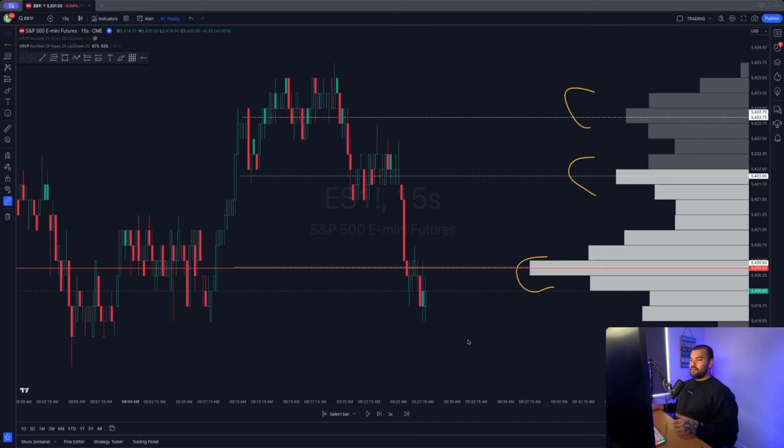So if you enjoyed the video, guys, next week I'll be making a video on cumulative delta, which is the next tool that I use to help inform my scalps, inform my trades. And I'll break down how you can read that and how to use it in everyday trading as well.